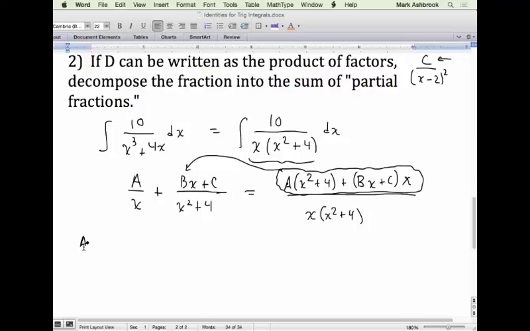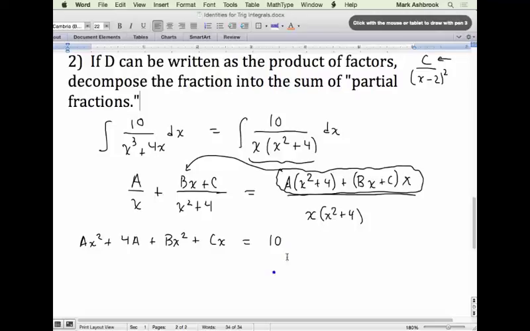So here we go. Ax squared plus 4A plus Bx squared plus Cx equals 10. All right, so A first, or x squared terms. Why is the Bx squared? Because I'm taking Bx plus C times x. Oh, why do you multiply by x?